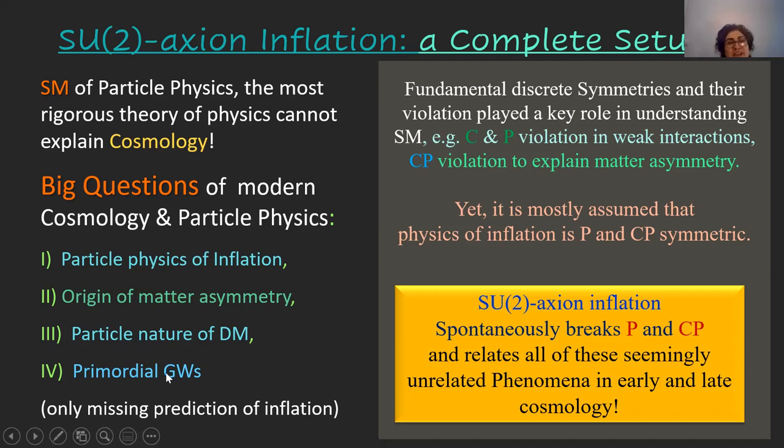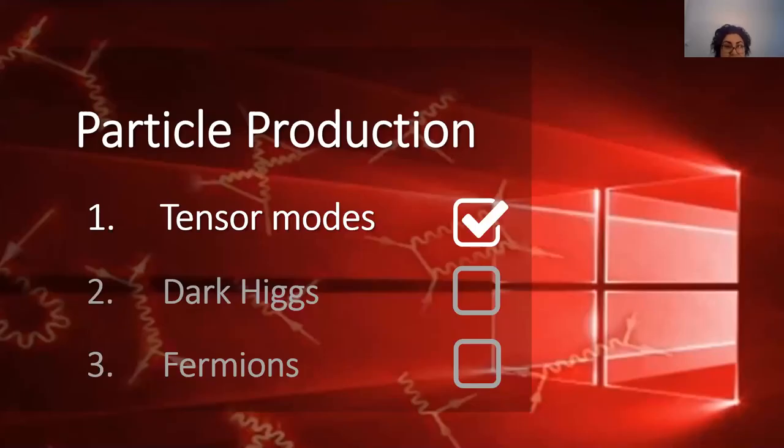So in a way, the ultimate decision is for nature to decide, but from the mathematical point of view, it looks like a complete set. Okay, so let me take a closer look at these three different kinds of particle production that I mentioned: the tensor mode particle production, the scalars, and fermions. Are there any questions so far? Okay, no.